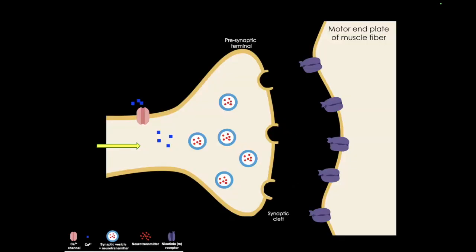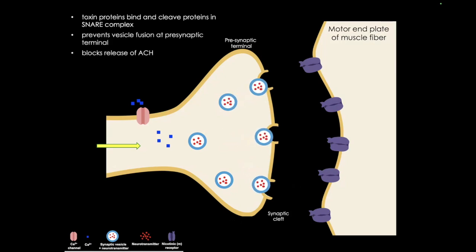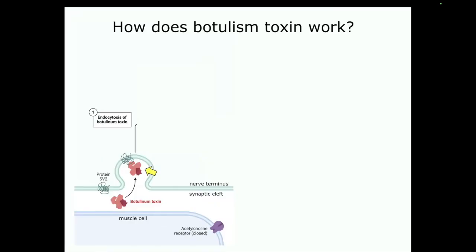Finally, let's talk about botulism toxin. Botulism toxin is produced by the gram-positive anaerobic rod Clostridium botulinum, and it acts on the presynaptic terminal by entering the nerve terminal via endocytosis. It permanently prevents vesicle fusion and acetylcholine release by binding to the SNARE complex. And that prevents vesicle fusion at the presynaptic terminal and ultimately blocks the release of acetylcholine. But let's dig in a bit deeper to see how this happens.